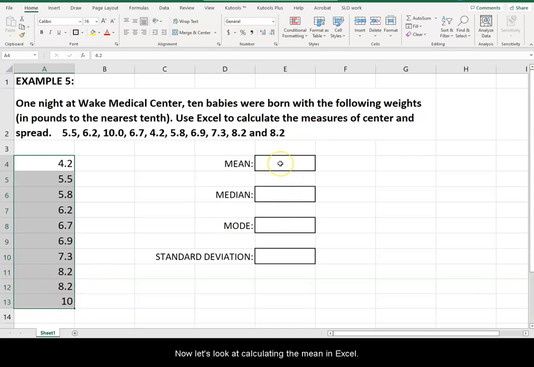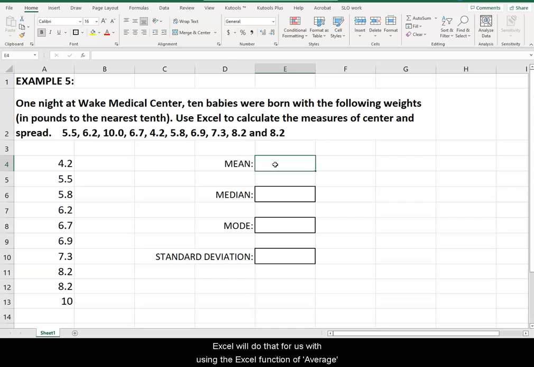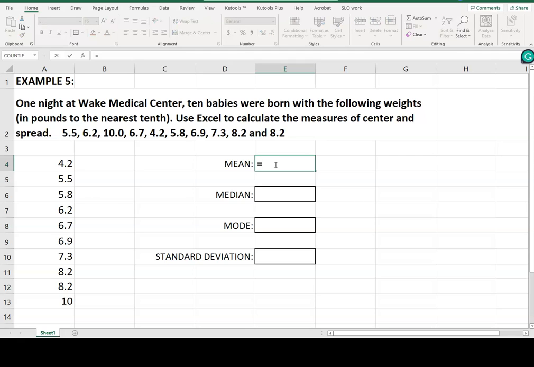So now let's look at calculating the mean in Excel. So mean, remember, is the average of the numbers. If we were doing this by hand, we would add them all up and divide by how many we have. Excel will do that for us using the Excel function or formula of average. So equals, and then we just need to type out average.